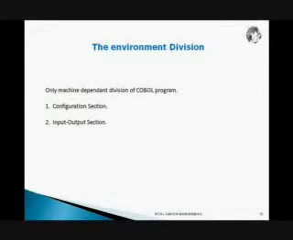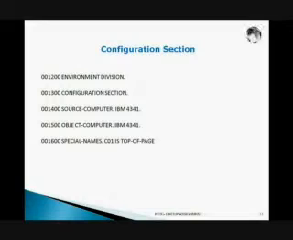The environment division consists of two sections. They are the configuration section and the input-output section. The configuration section supplies information concerning the computer on which the program will be compiled and executed, that is, the source computer and object computer. It consists of three paragraphs: source computer, object computer, and special names.